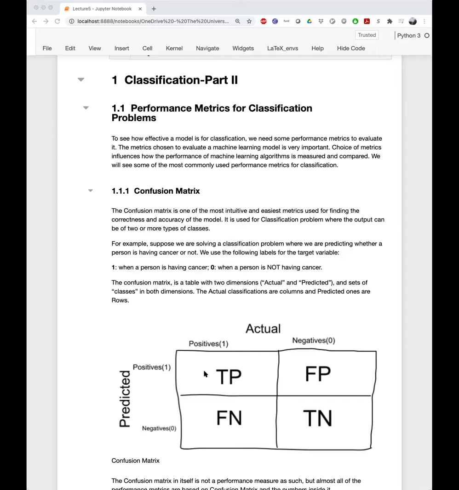So that's true positive. The second is false positive. Again, the second letter means the predicted case. In this case, the model predicted these patients have cancer, but actually they do not have cancer. The model predicts positive, but actually the model did not predict these cases correctly. So it's false positive.